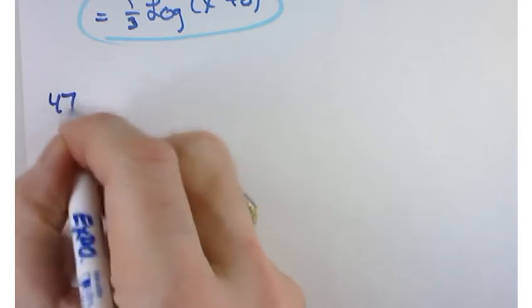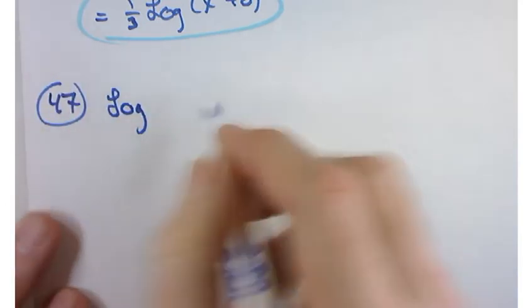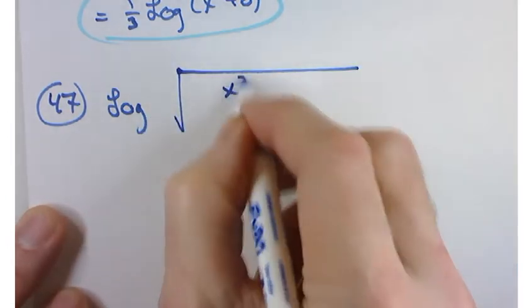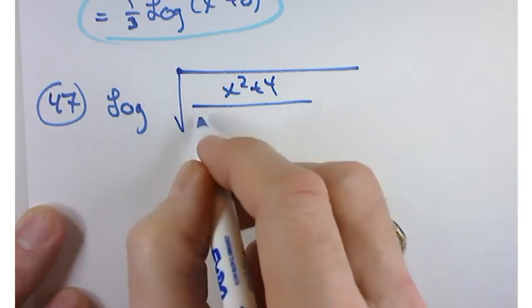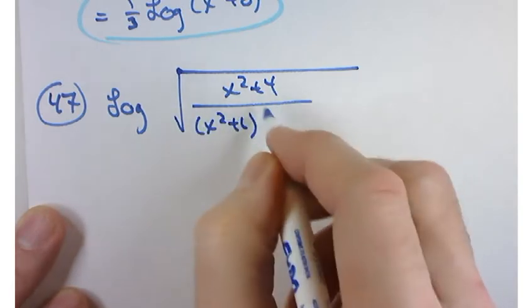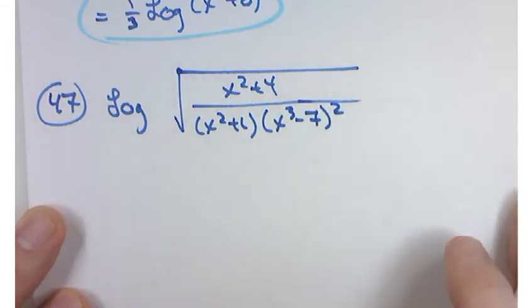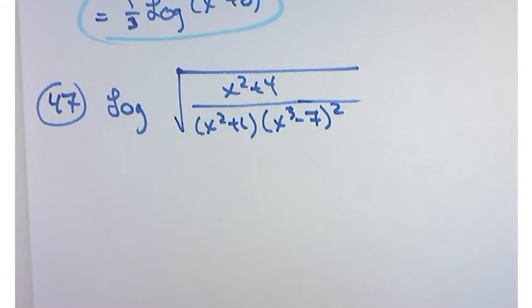So, 47: log of the square root of x squared plus 4 over x squared plus 1 times x cubed minus 7, squared. Wow. A lot going on. All right, so all of a sudden they're happy that I'm doing one of their homework problems. All right, this is good. Where should we start? You don't tell me exactly what to do, but just give me a little guide, a little nudge in the right direction, where we're going to go.